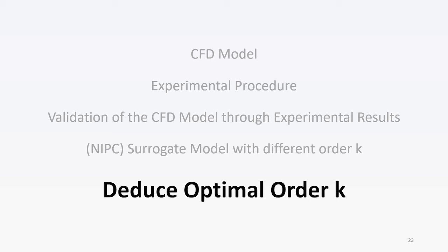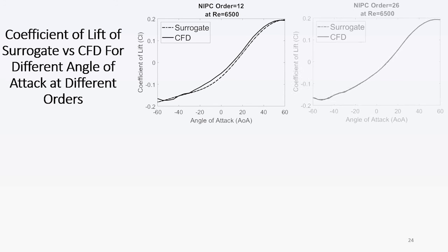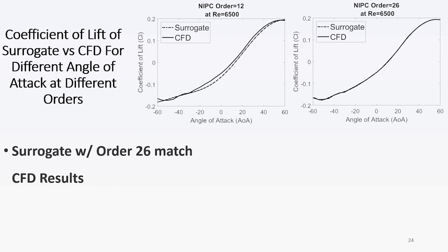Now that the surrogate model has been built, results for different orders are generated and will be presented. For compactness, three different orders will be shown, 12, 26, and 48, for the same Reynolds number of 6,500 for all angle of attacks. A surrogate model of order 12 has small discrepancies with the CFD model, mainly around the angle of attack of 0. On the other hand, a surrogate model of order 26 has little to no discrepancies with the CFD model results for all angle of attacks.